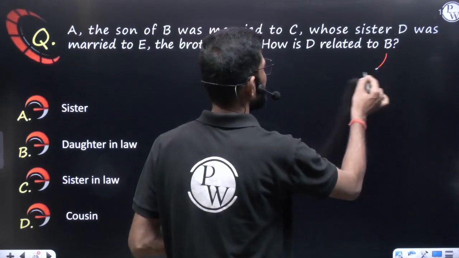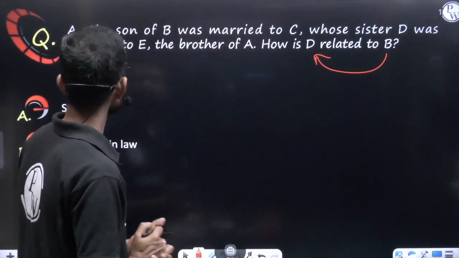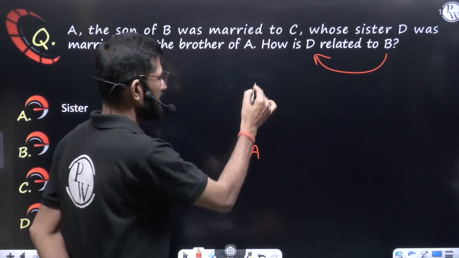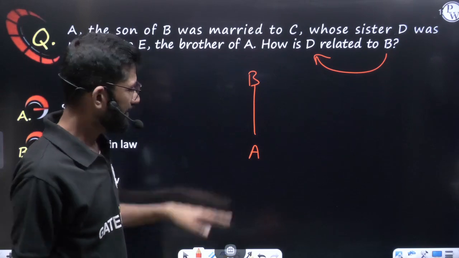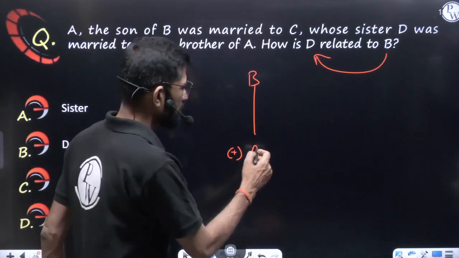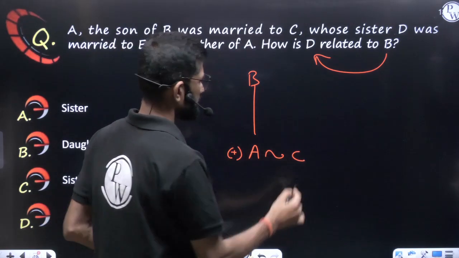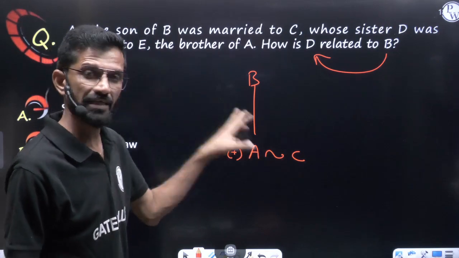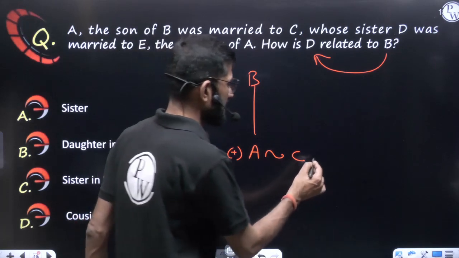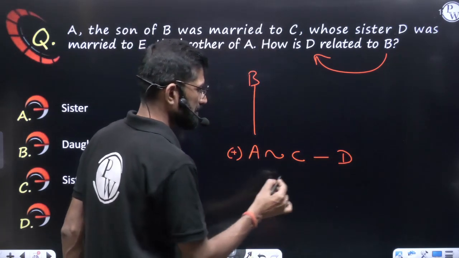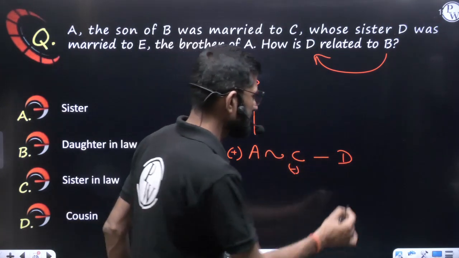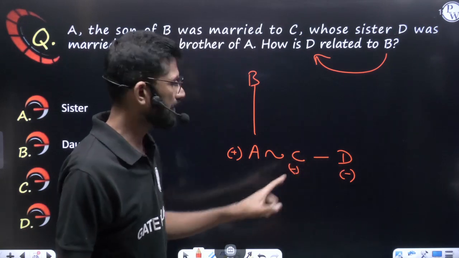Means B will call D as what? Let us make the family tree. A, the son of B. First only up till here. So B is in the upper generation. A is the son, so A is positive, a male member. A was married to C, because no comma in the middle, so they are continuing about A. After C comma. C, whose sister D. So C is having one sister D. A is positive, so obviously C will be negative. So this is the married couple. C, whose sister D. So D is also negative, same generation only.